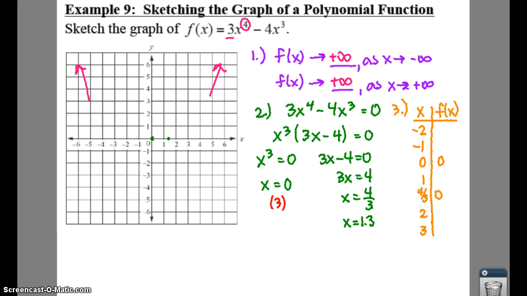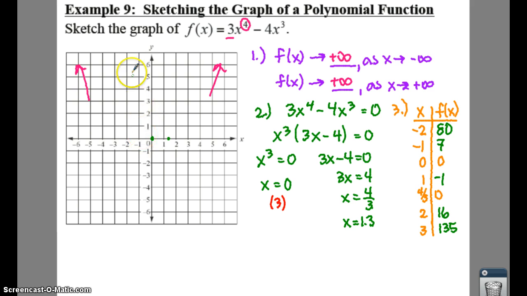So if you plug these values into your function, when you plug in a -2, you get an 80. That'll be a little difficult to graph. Plug in a -1, you get a 7, and then we have a 0, 0. Plug in a 1, you get a -1. 4/3, you get a 0. Plug in a 2, you get a 16. Plug in a 3, you get a 135.